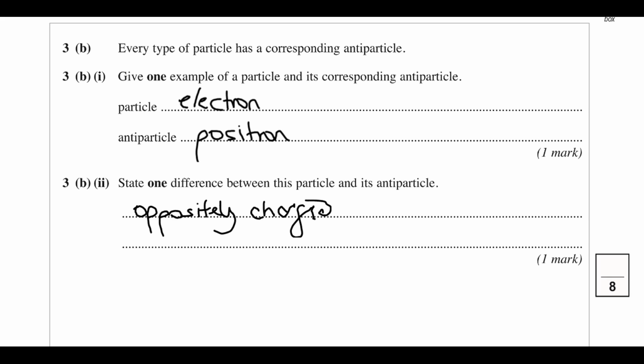So they have opposite charge. So electron is -1, positron is +1. Okay, so that completes that question. Let's move on.